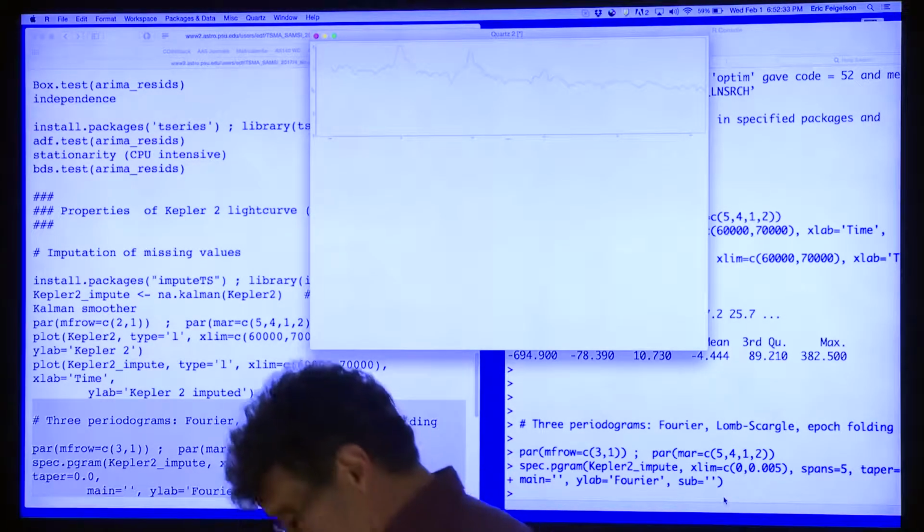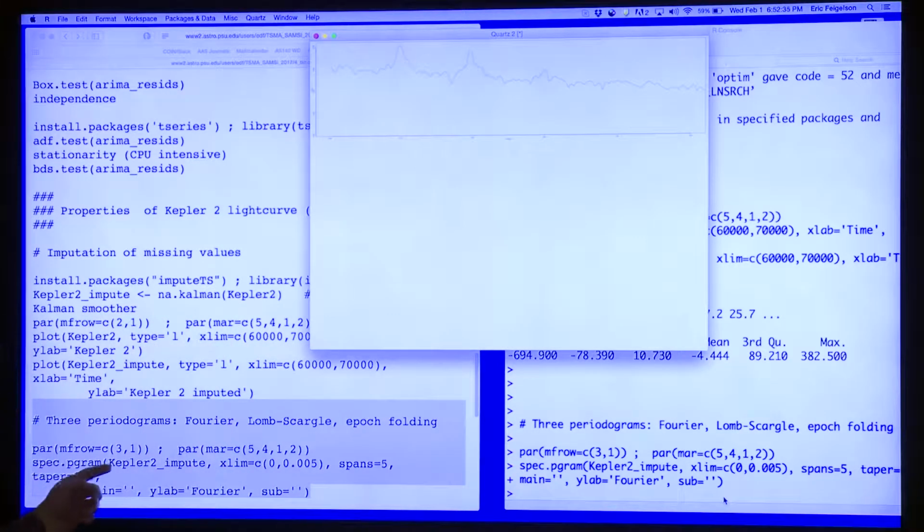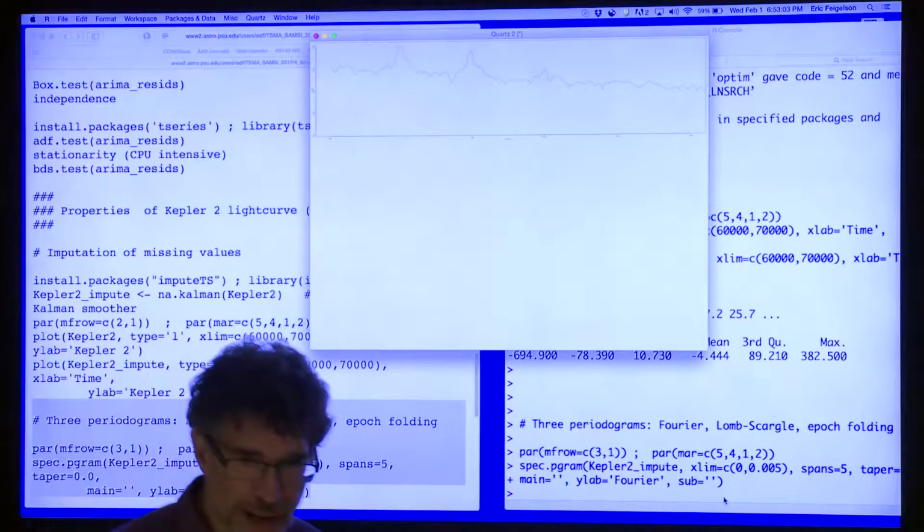So this is a very basic program in time series analysis in R. It's actually in R itself. You didn't have to do any packages. It's called spec.pgram. Pgram is periodogram, spectral periodogram. And I had to give it a range of frequencies, and then I smoothed it and tapered it. In this case, I didn't taper it, I set taper to 0, and I labeled it Fourier. So this is my Fourier spectrum.